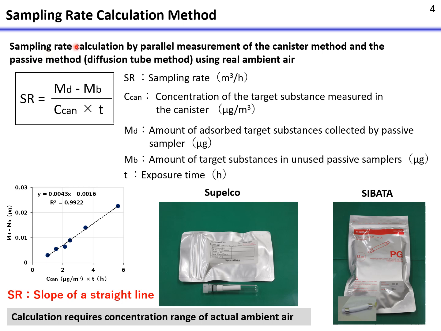The sampling rate is calculated using this formula. Here is the sampling rate calculated at the Tokyo Metropolitan Research Institute for Environmental Protection using parallel measurement of the canister method and diffusion tube method, or passive method, for ambient air. The canister method was used as a reference measurement. As shown in the graph below left, the x-axis is the product of the canister method reading and the exposure time, and the y-axis is the volume collected by passive samplers. The slope of the line is the sampling rate.